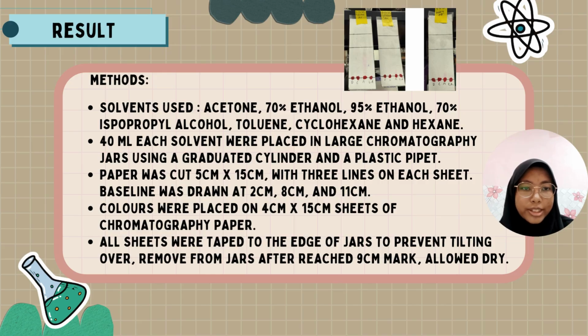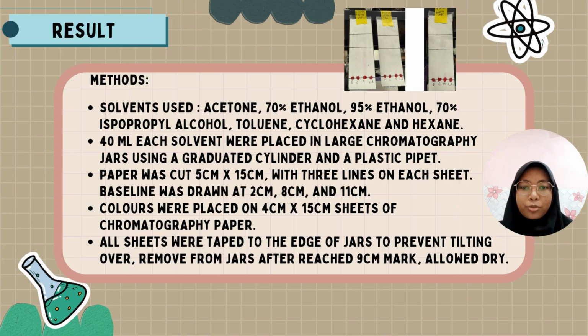Multiple solvents were used in the experiment, which are acetone, 70% ethanol, 95% ethanol, 70% isopropyl alcohol, toluene, cyclohexane, and hexane. Firstly, 40 milliliters of each solvent were placed in large chromatography jars using a graduated cylinder and plastic pipette. Then paper was cut 5 centimeters by 15 centimeters with 3 lines on each sheet. Baselines were drawn at 2 centimeters, 8 centimeters, and 11 centimeters.